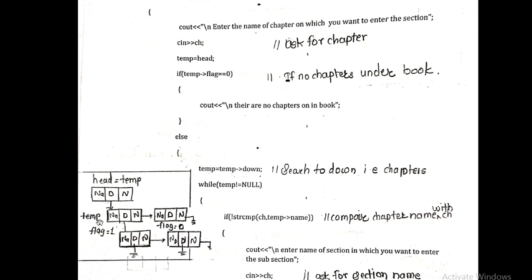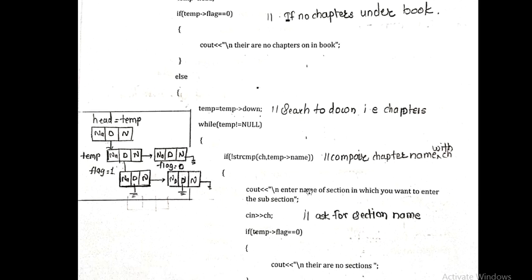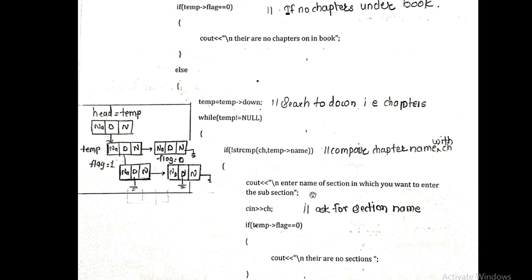So the first node will be a temp node, and now we'll check up to null, meaning we'll traverse this whole linked list to search whether the name of the chapter given by the user and the chapter's name available in the linked list are matching. If we get a match between the chapter that the user wants to search, then we have to ask the user, now under this chapter, under which section you want to enter the subsection. So one more thing is added over here. Now we have to take the choice of subsection from the user.